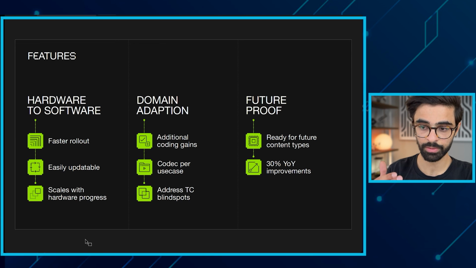We can also address traditional codec blind spots. If you're using it in production where traditional codecs are failing at a particular point, or not meeting your standards, we can fix that because we can learn on samples. And finally, they're also future-proof. So we can deal with 360 video and AR and VR. And AI-based codecs are still improving 30% year on year. As machine learning and AI continue to improve, AI-based codecs can leverage that.